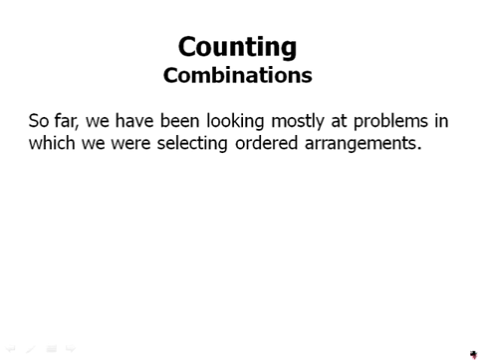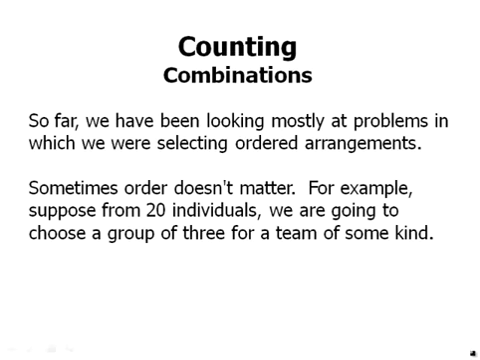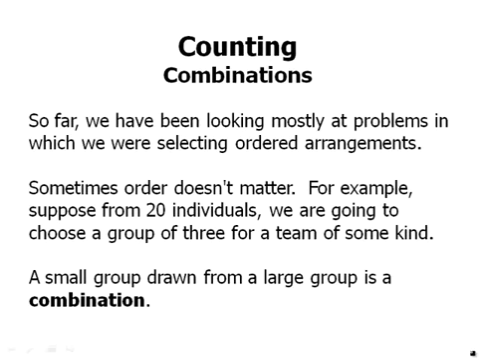Combinations. This is a fun topic. So far we have been looking mostly at problems in which we are selecting ordered arrangements. Sometimes order doesn't matter. For example, suppose from a group of 20 individuals we're going to choose a group of 3 for a team of some kind. A small group drawn from a large group is a combination. And in combinations we don't care about the order of selection. All we care about is the final arrangement that we get.